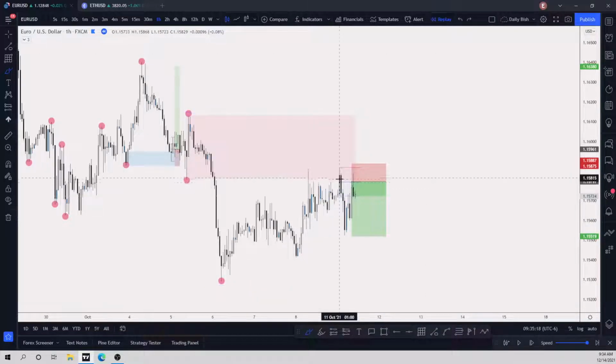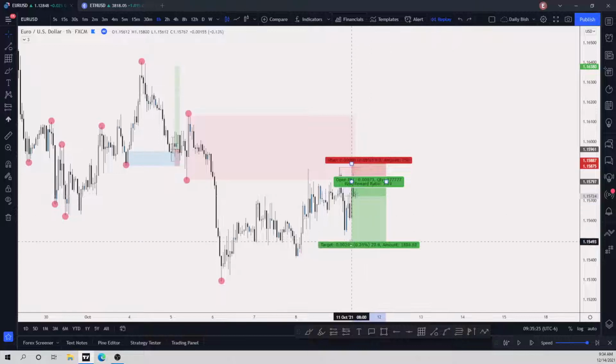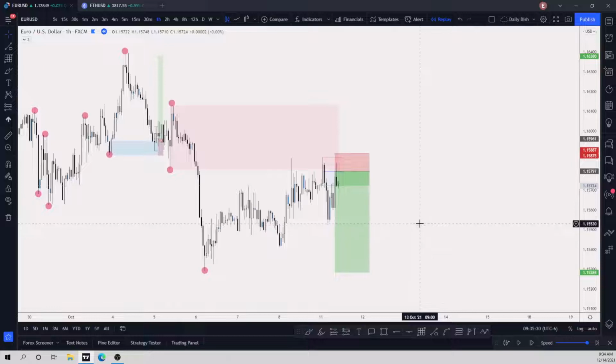Now this could be your new zone that you look to enter. Now again, it was a strong move. So what you do is you could just enter straight off the 50% of that, targeting, your first target would be here and your second target would be here.